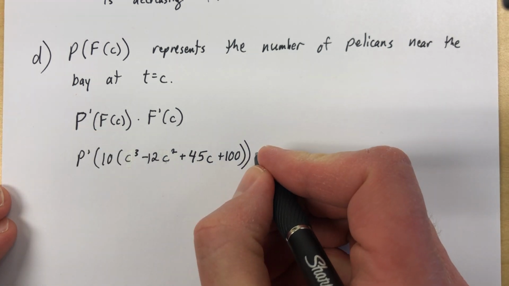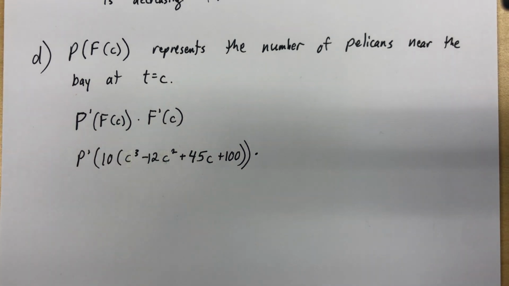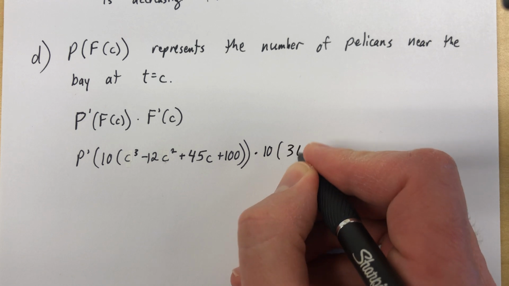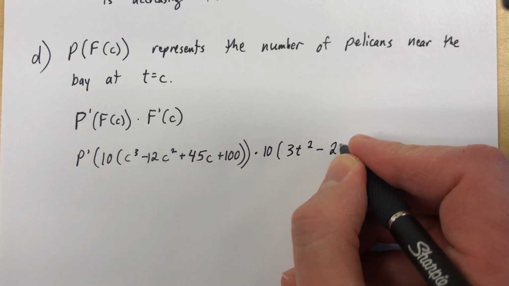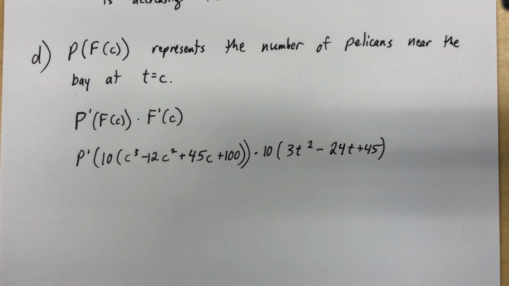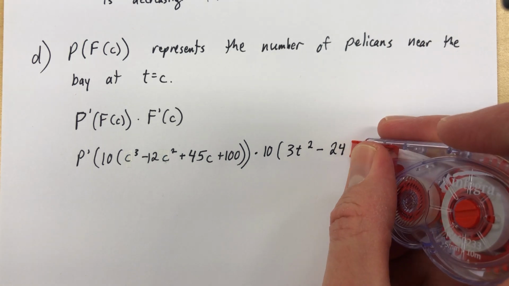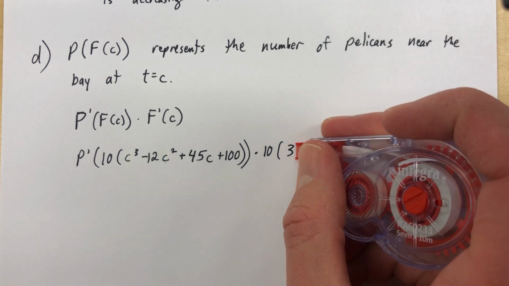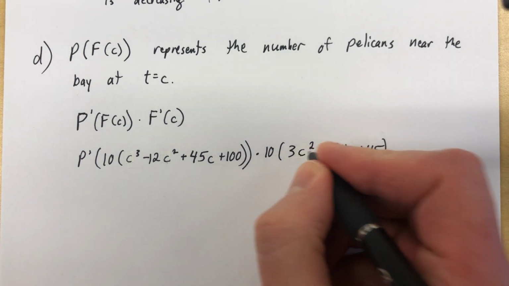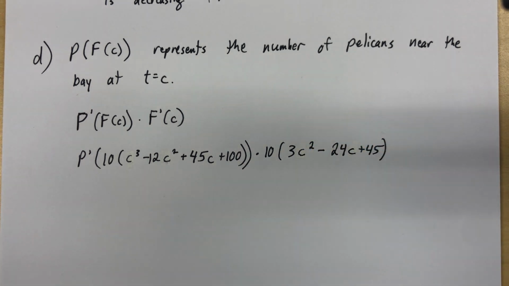Now we need to multiply by the derivative of f, which we already found to be 10 times 3t squared, this is the unfactored form, minus 24t plus 45. And I did it again. Oops. That should be a C. Here we go.